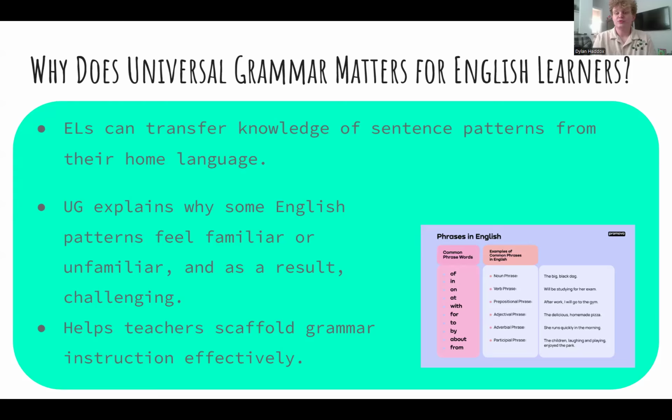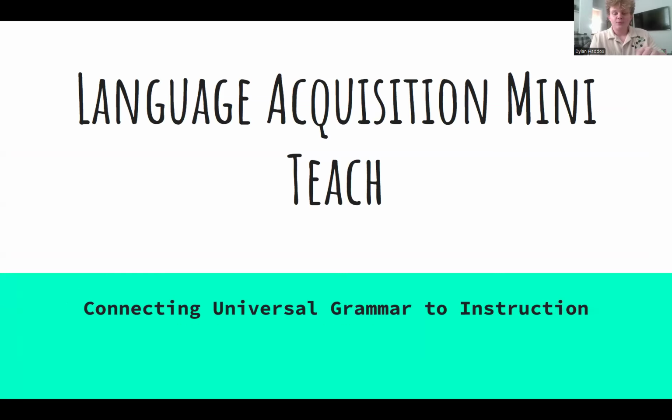And universal grammar matters for English learners because it can help teachers scaffold instruction effectively. It's a bridge between what they know and what they can learn. It really helps get people out of their ZPD, or zone of proximal development. I struggle saying that word.